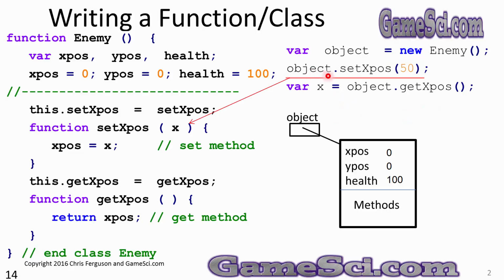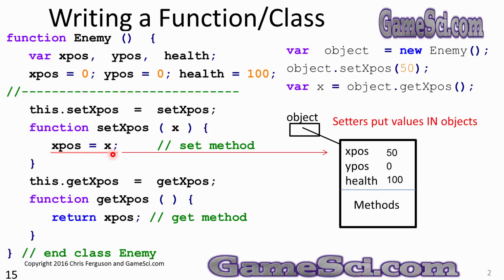Let's use that object. We'll say object.setXPosition and pass it an argument of 50. Now the object says go to this object variable. The dot operator says go inside that object variable and run the method setXPosition. So it's going to go and run this setXPosition for this object.